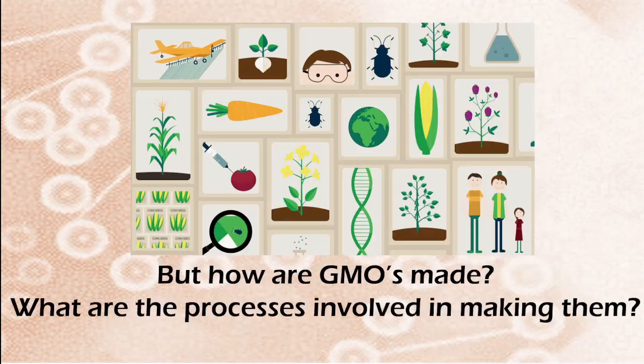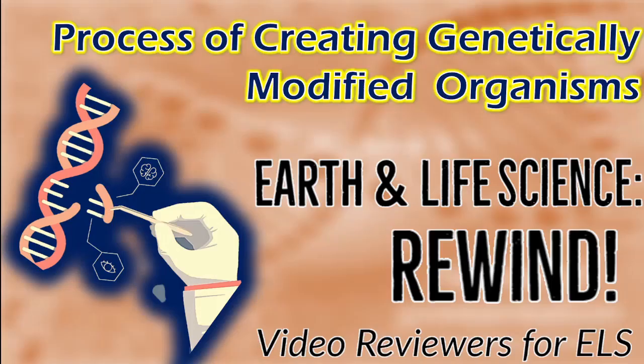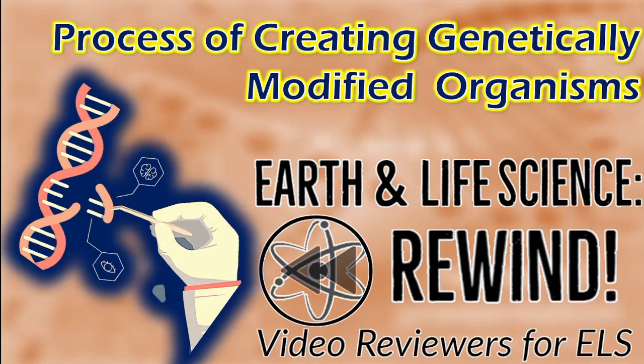Poultry, livestock, fisheries, these industries have benefited in the increased production and security of these organisms. But how are GMOs made? What are the processes involved in making them? Are they safe? Let us find out in the process of creating genetically modified organisms. This lesson is in Earth and Life Science Rewind, video reviewers for Earth and Life Science.